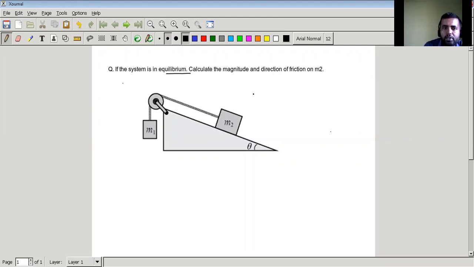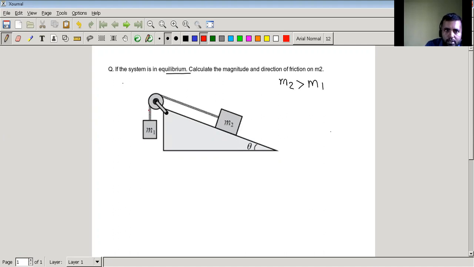And if you see the picture, it also tells you that this block is bigger than this. So let us write that M2 is greater than M1. It's visible from the diagram. Now, since it says it's in equilibrium, let us list down the forces acting on each one.